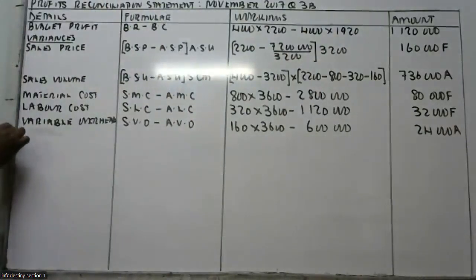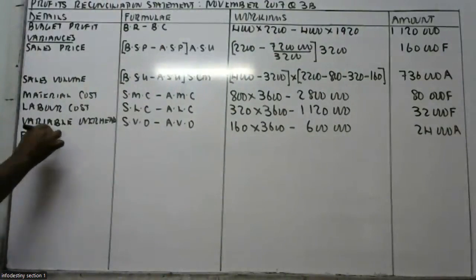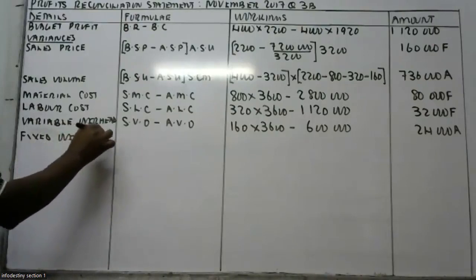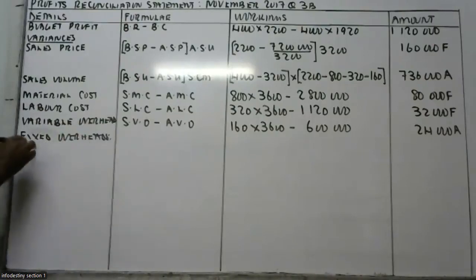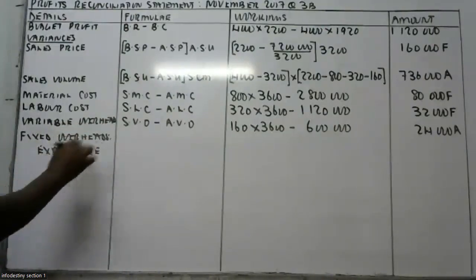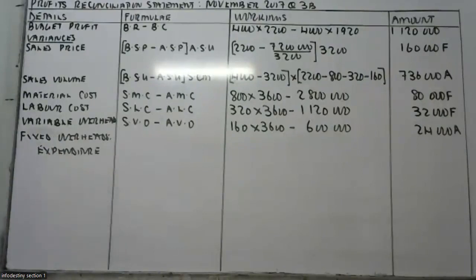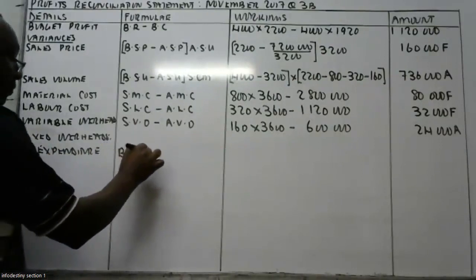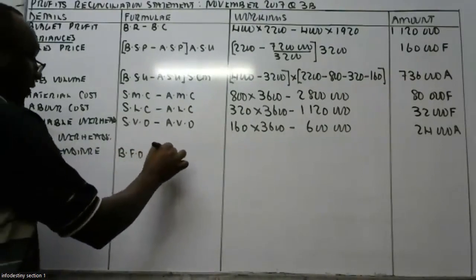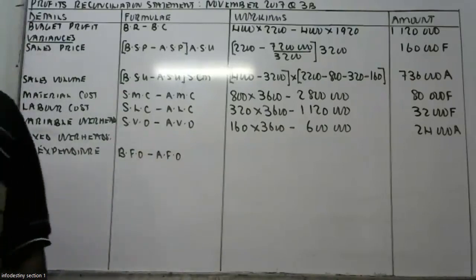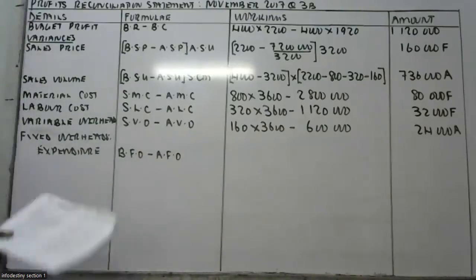The next one on the right is called fixed overheads. And for fixed overheads, there are two of them. The first one is called expenditure. And the expenditure is given as budget fixed overheads minus actual fixed overheads.